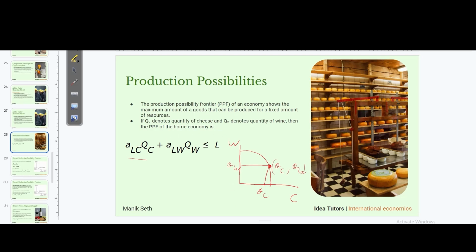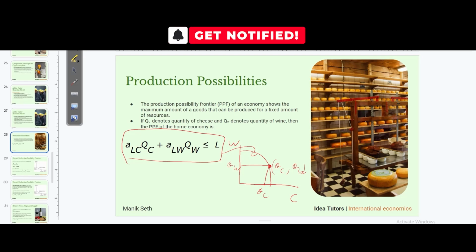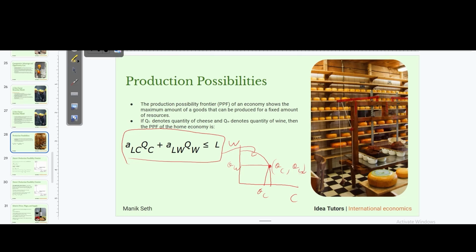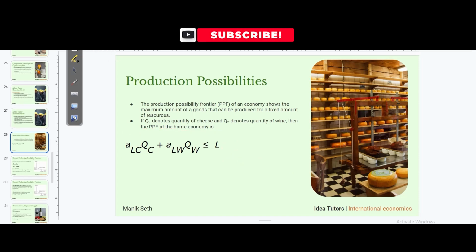aLC multiplied by QC is the labor requirement for cheese multiplied by the quantity of cheese produced. Similarly, aLW times QW is the unit labor requirement for wine times the total production of wine. This will be less than or equal to the total supply of labor, which is capital L. This cannot exceed it; the labor hours are fixed. This equation gives the total hours of labor required in producing these two goods, and the same resources will be shifted from one industry to another if I have to produce another good.